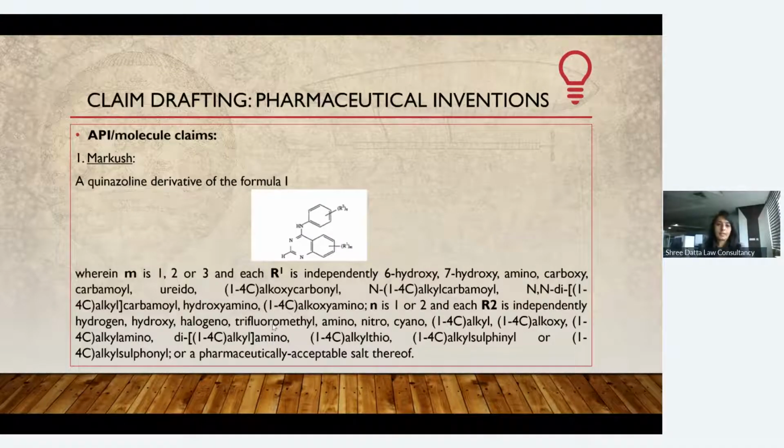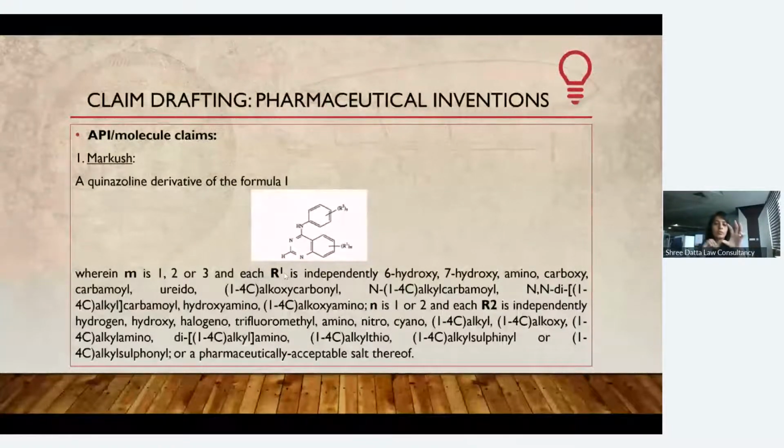Now, what type of API claims? So for the API or molecular claim, if you want to write the Markush claim, generally this may not be asked, because in that you also have to draw the structure and all. So this is a quinazoline derivative having the structure like this, which covers the different R1, what can be R1, what can be R2, what can be 1, 2, 3, like that, right? So first we have to give the basic structure, then that basic structure can be divided into the different things. What R may be this, R1 may be this, R2 may be this, like that.